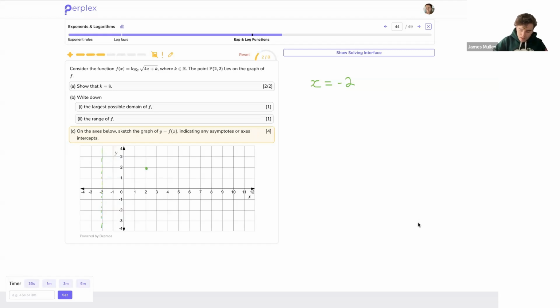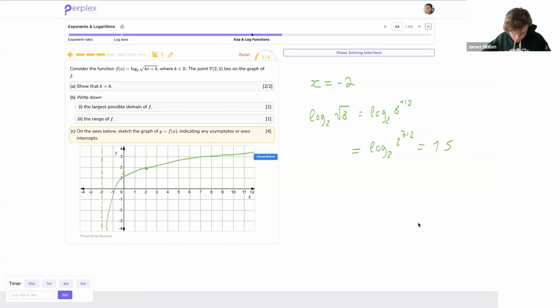Now, the only thing I have left to figure out is what my y-intercept is going to be. So when x is equal to 0, I have log base 2 of the root of 8, which is log base 2 of 8 to the 1/2. Remember 8 is 2 cubed, so this is log base 2 of 2 to the 3/2, so it's going to be 1.5. So the y-intercept is going to be here at 1.5. And if I graph that, it's a little bit hard on my iPad to sketch this, but I'm going to get something that looks like that. There we go, and it keeps going up.